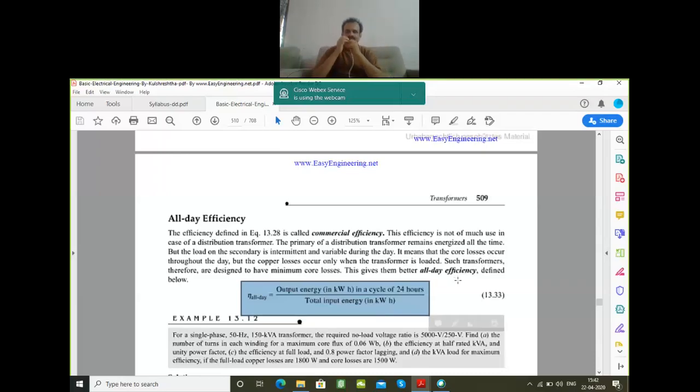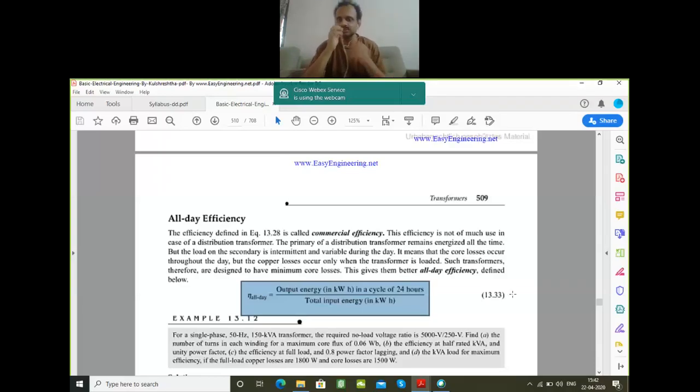With this we end this particular chapter of the third module, that is transformers. But we have one more chapter called domestic wiring. That will be taken up after the college reopens, but we will start the fourth module from next class, generators and motors.